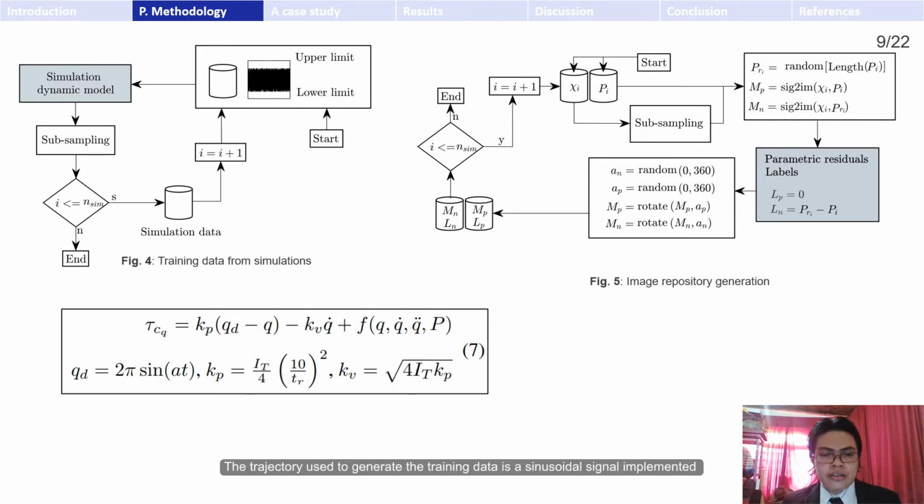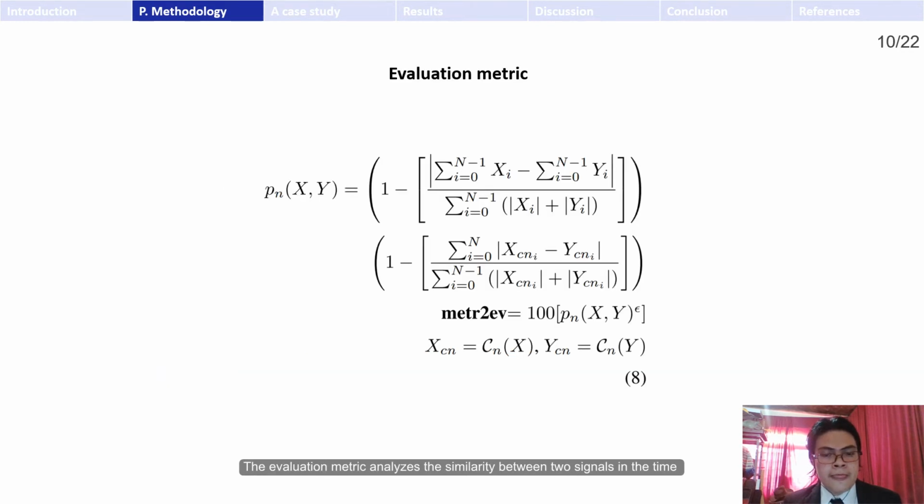The trajectory used to generate the training data is a sinusoidal signal implemented by the proportional derivative position control with dynamic compensation of equation 7. The training process of the CNN uses two types of image. A P image constructed with the dynamic parameters that match with the position and torque signals, and the M image that uses random parameters, as shown in Figure 5.